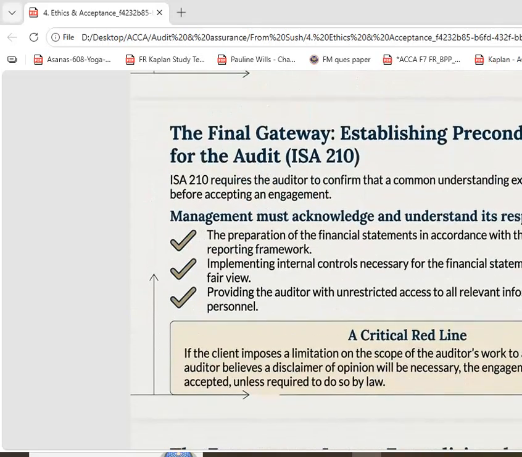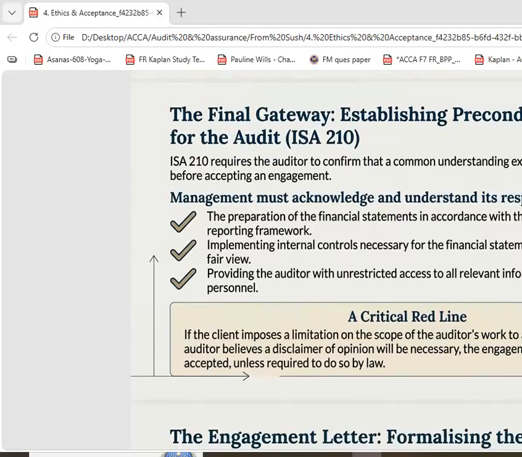Final gateway, establishing preconditions for the audit. ISA 210 requires the auditor to confirm that a common understanding exists with management before accepting an engagement. ISA 210, precondition for the audit.